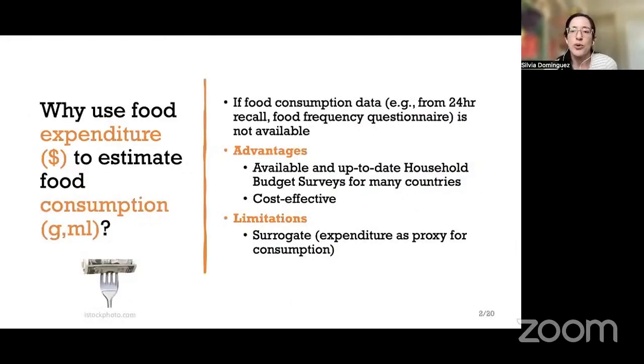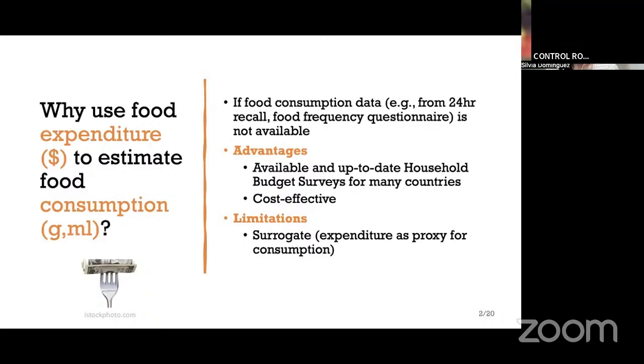So as I mentioned before, what we call food expenditure is basically data that is collected in household budget surveys in monetary value. So for example, in dollars or other currency that represents the amount that a given household spends in different food items in a given time frame. So for example, in a week.